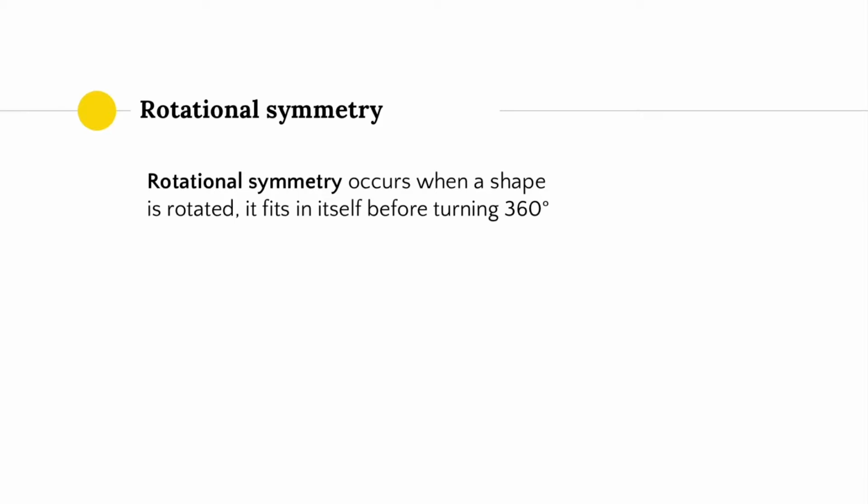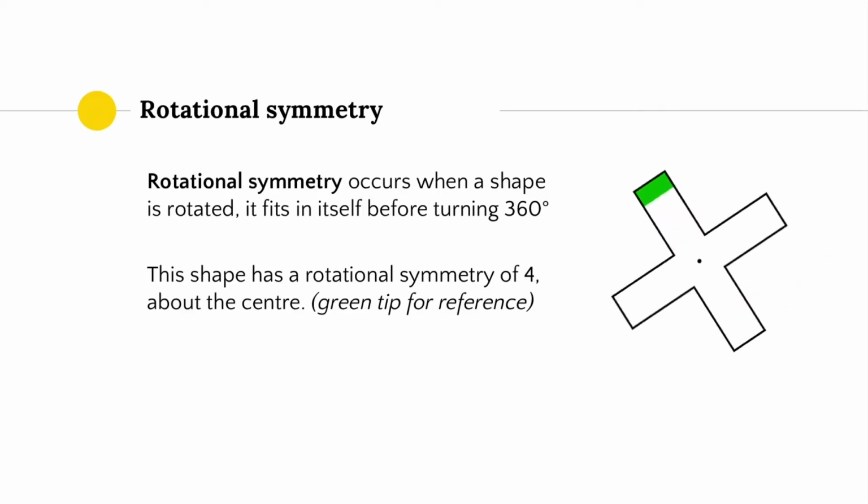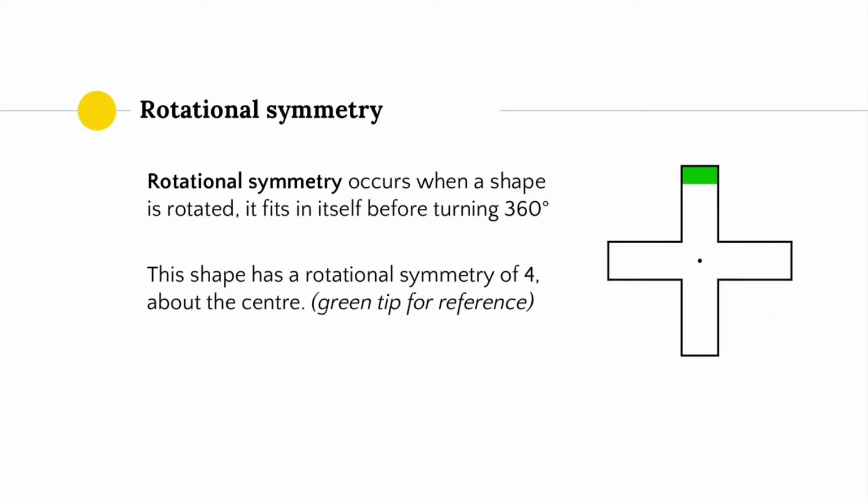Rotational symmetry occurs when a shape is rotated, it fits in itself before turning 360 degrees. So let's have a look at this cross-shaped thingy. This has a rotational symmetry of 4 about the center. When I say about the center, that's where it's spinning around. So imagine you've got a pin right in the middle and you're spinning it around. I put the green tip there as a reference. So you've got 1, 2, 3, 4 order of symmetry.